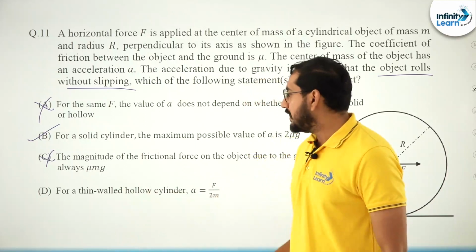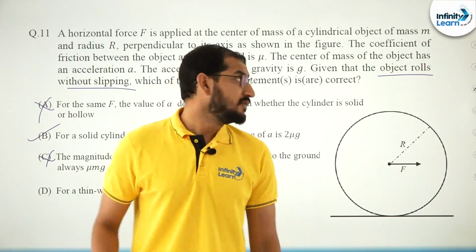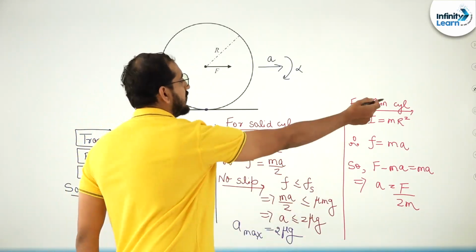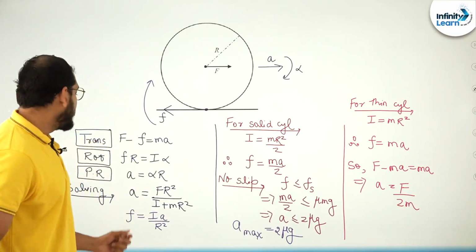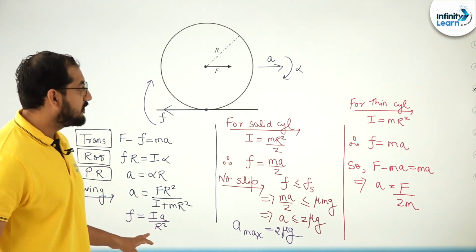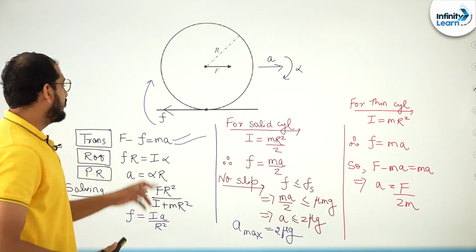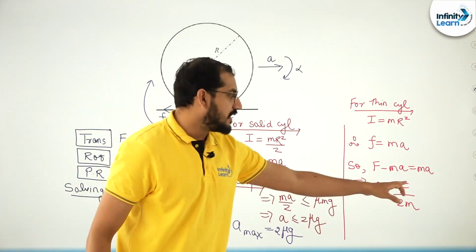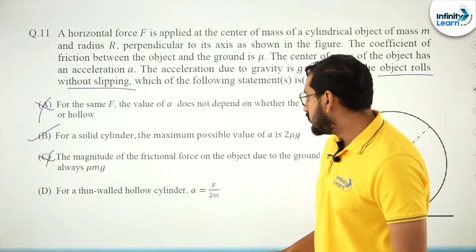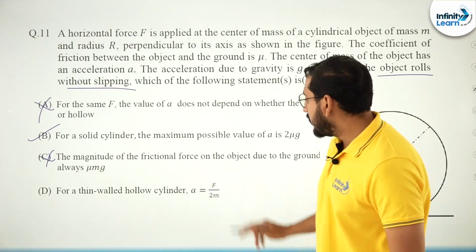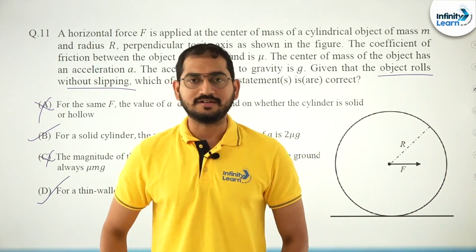Now option D says that for a hollow cylinder, find the value of acceleration. So again, for a hollow, thin cylinder, we know that the moment of inertia is mr square. I'll plug this value of I in the expression of friction. I will get friction as ma, and now using the translation equation, if I put the value of friction here, I'll get the value of acceleration equal to F by 2m. So guys, option D says that a is equal to F by 2m, yes, it's matching. So B and D are the correct answers for this question.